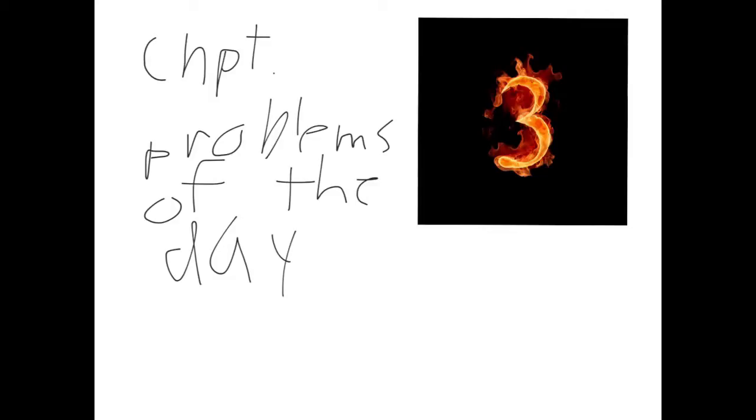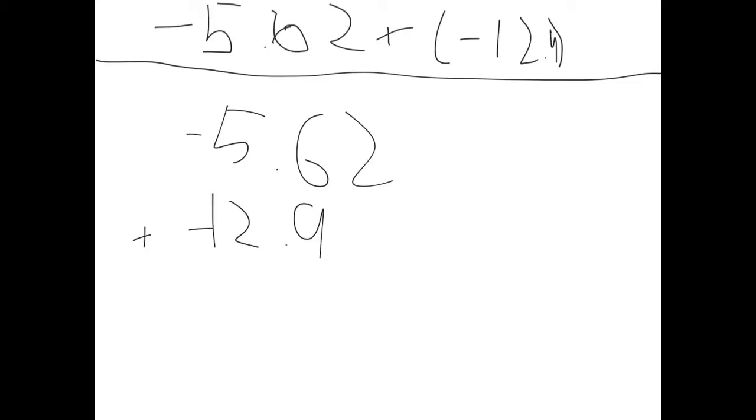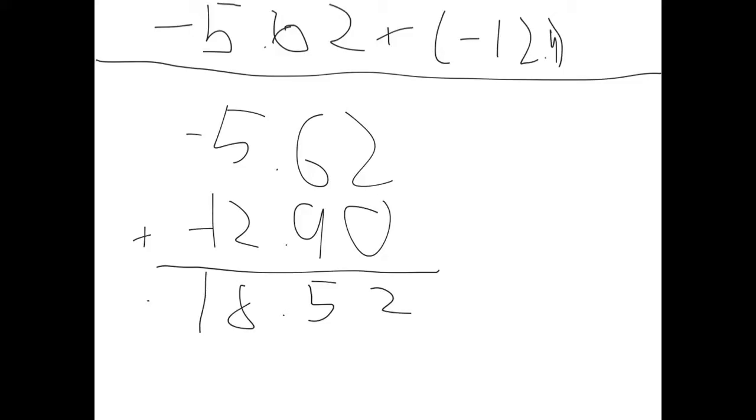Chapter 3 Problems of the Day. 3.1 How to add decimals. Problem: negative 5.62 plus negative 12.90. They have like terms because they're both negative, so you basically just add them. So 2 plus 0 is 2, 1, bring down the decimal, 8, and then 1. So it's negative 18.52.